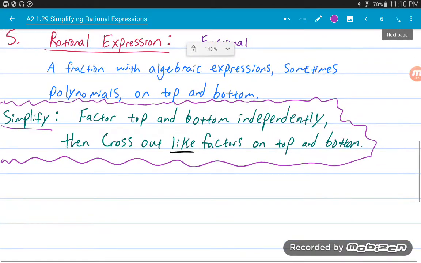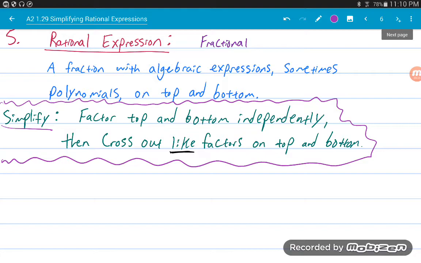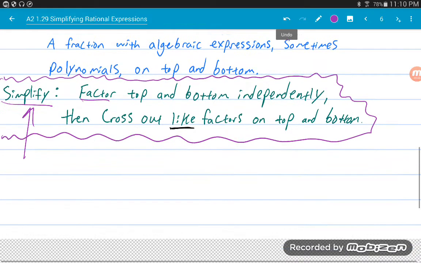Rational expressions. When we're simplifying rational expressions, that means we're simplifying fractions. This happens to be fractions with algebraic expressions that are sometimes polynomials on the top and the bottom. And if you're just wondering, what do I do? Well, you simplify. How do I do that? You factor the top and the bottom, and then you cross out like factors on top and bottom.